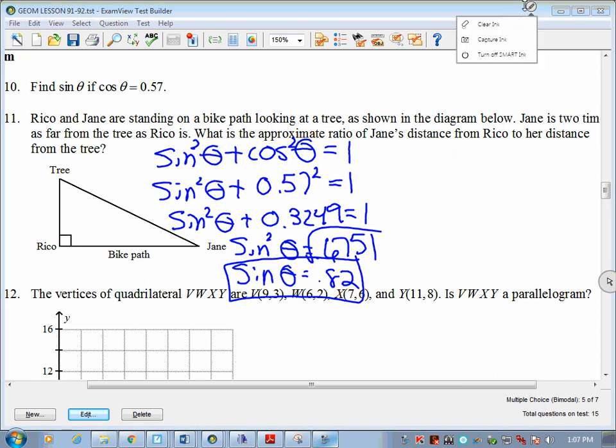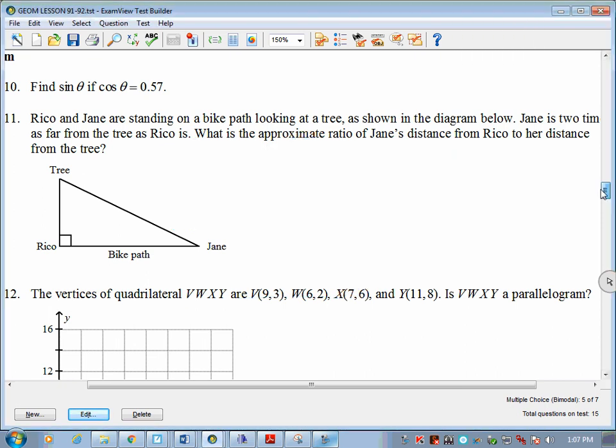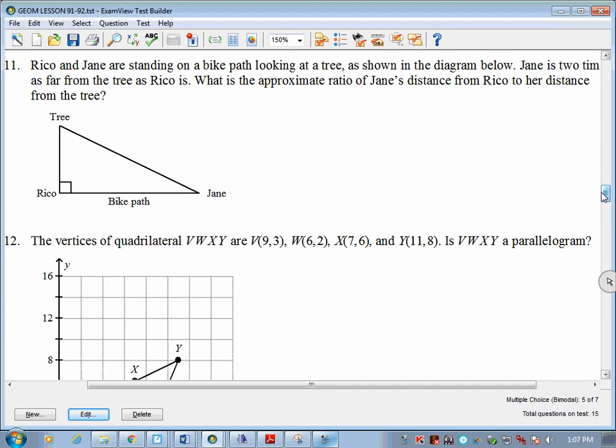All right, number 11. Rico and Jane, standing on a bike path looking at a tree. Obviously, Rico and Jane don't have smartphones. That's all we're doing. As shown in the diagram below, Jane is 2 times as far from the tree as Rico is. What is the approximate ratio of Jane's distance from Rico to her distance from the tree?